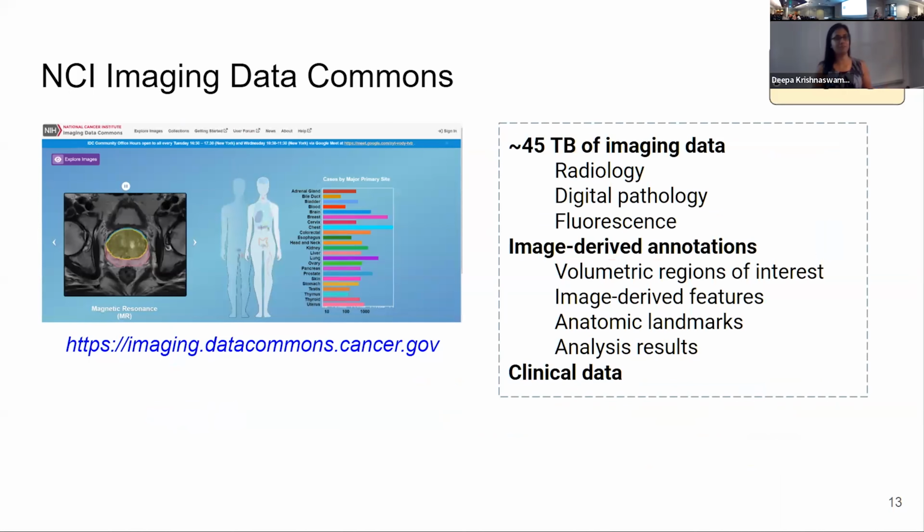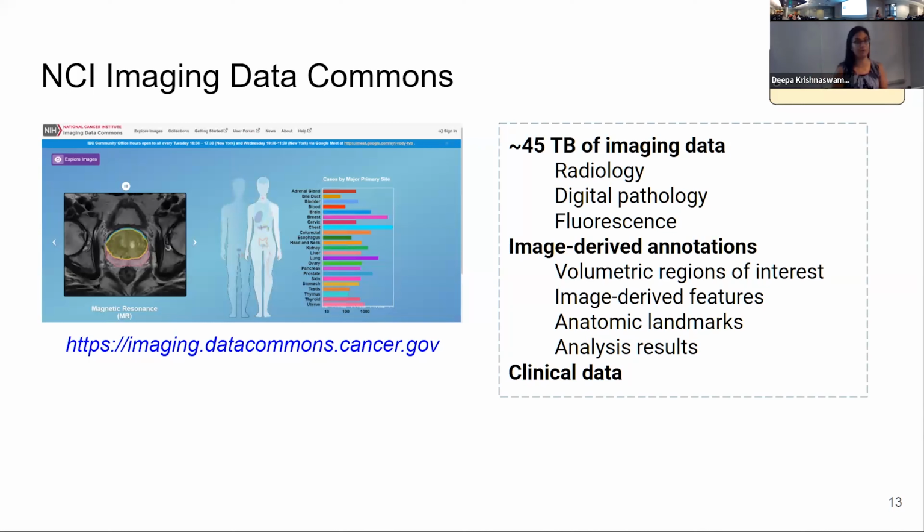And so what do these data commons actually hold? We have about 45 terabytes of different sorts of imaging data. This comes from radiology, digital pathology, and many others. We also have annotations that are derived. For instance, maybe we have volumetric regions of interest, so different segmentations. Also on a slice level, we have different types of features available for you, including landmarks and any type of analysis result. But most importantly, we also include clinical data.